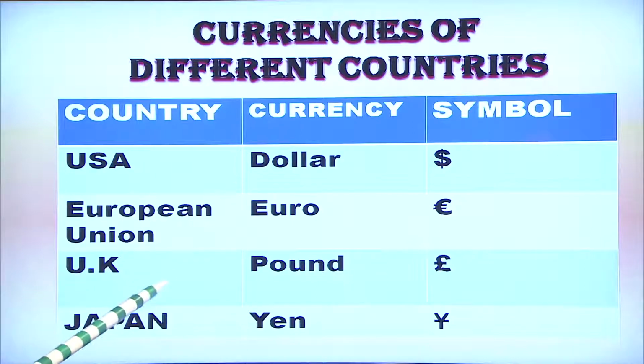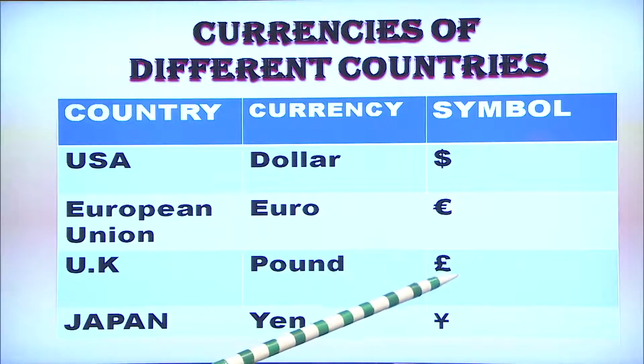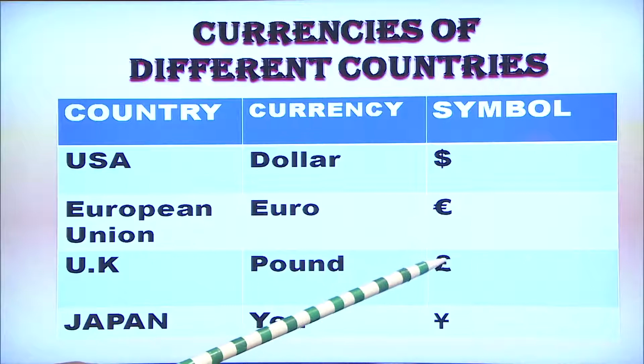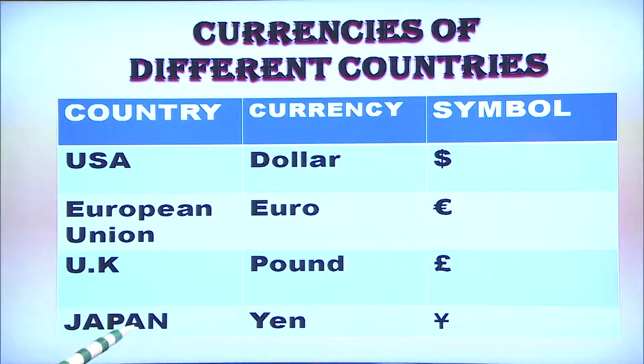The UK or the United Kingdom has its currency as pound, and it is a kind of an L cut from the middle horizontally. This is the symbol. Then is Japan. Its currency is the yen. It is a Y, which is again cut horizontally in the middle.